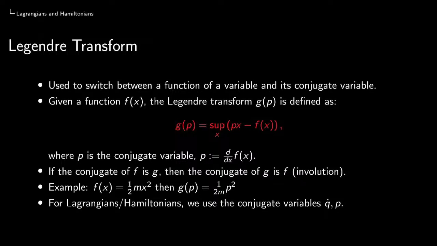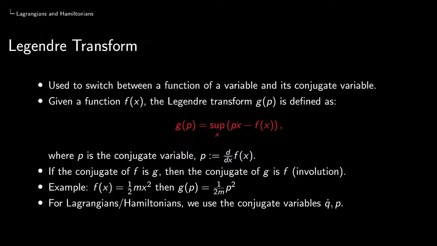What happens is, if you apply this Legendre transform, you take some function f of x, and you can spit out the Legendre transform using this supremum expression here. The supremum, if you don't know, is basically a maximum for real numbers. It is the least upper bound. So you find the least upper bound over all x, and p is defined to be the derivative of f of x with respect to x. If you can compute this, you find its Legendre transform.